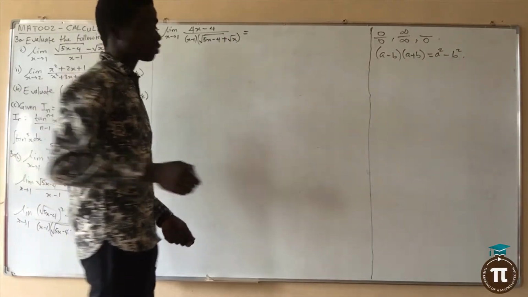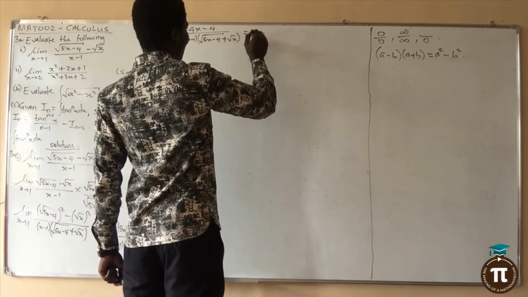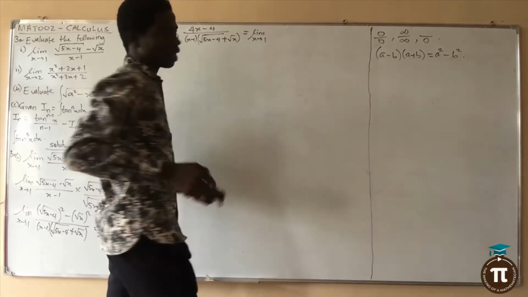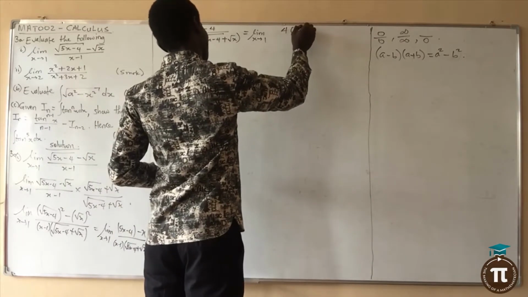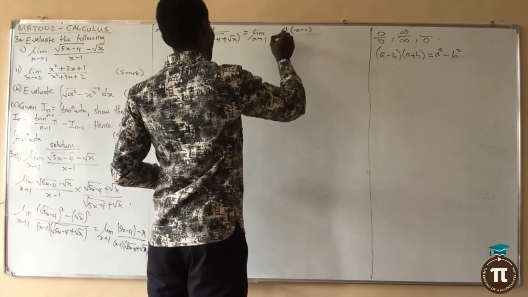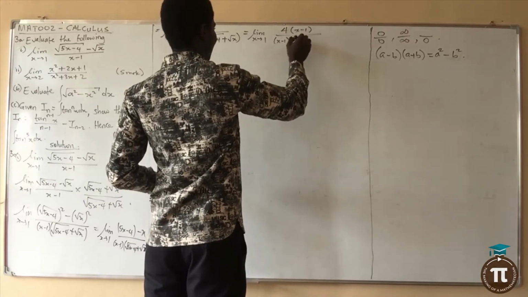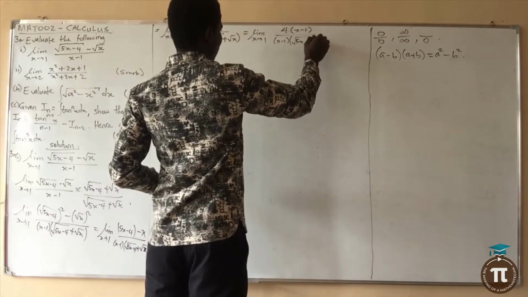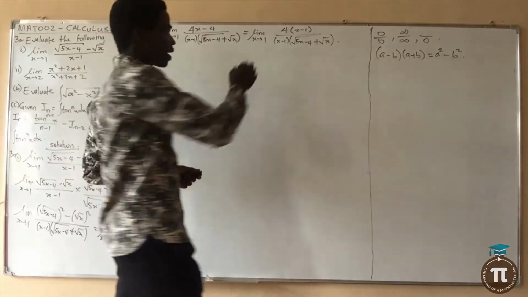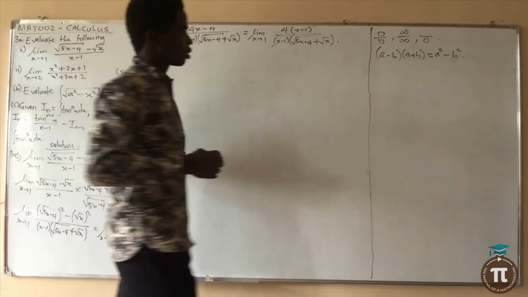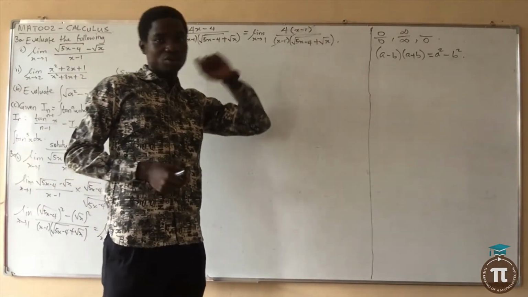And that will be equal to the limit as s goes to 1. 4 is common at the numerator. By the time I factorize, I will be left with x minus 1 there. Divide x minus 1, then I have square root of 5x minus 4 plus square root of x. So x minus 1 will actually cancel out, and I'll be left with 4 divided by square root of 5x minus 4 plus square root of x.